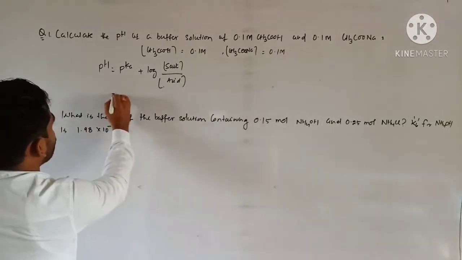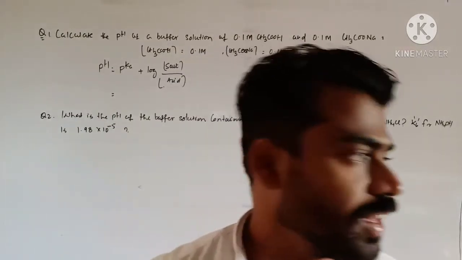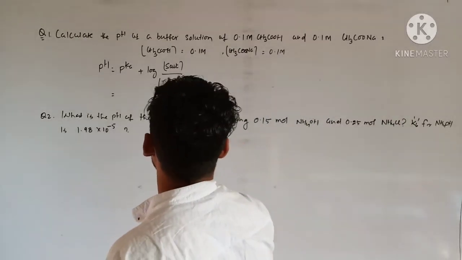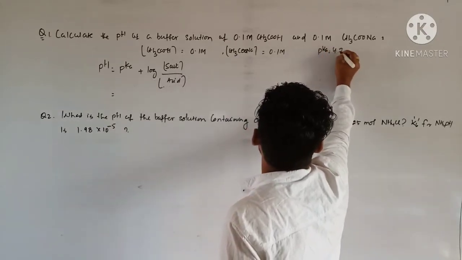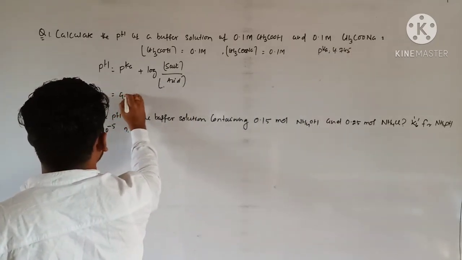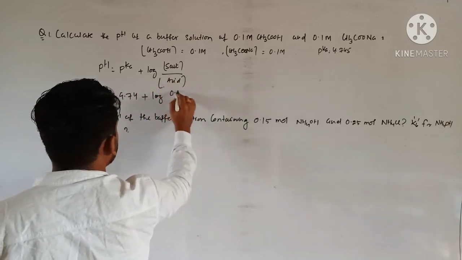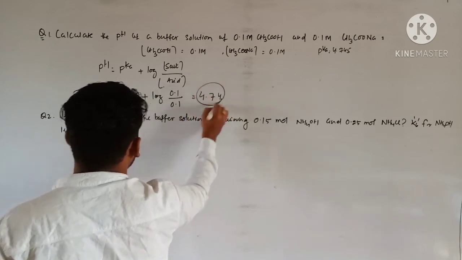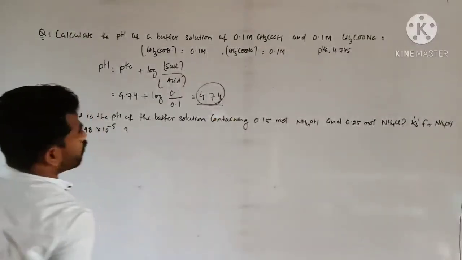Now pH can be calculated. The pKa value is given to you, 4.745. So you can apply over here 4.74 plus log, concentration of salt 0.1, acid also 0.1. So that answer will be 4.74. Acidic buffer. So pH is 4.74.